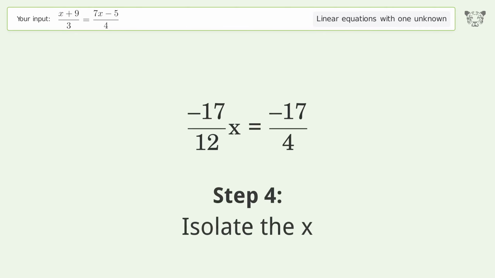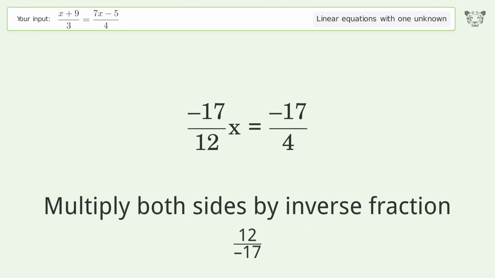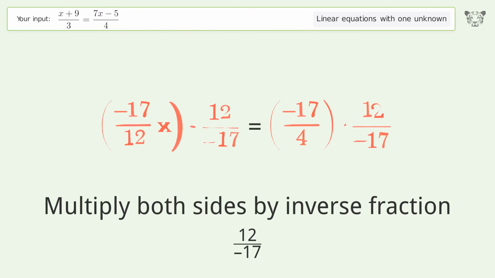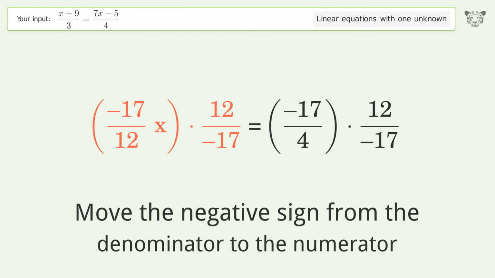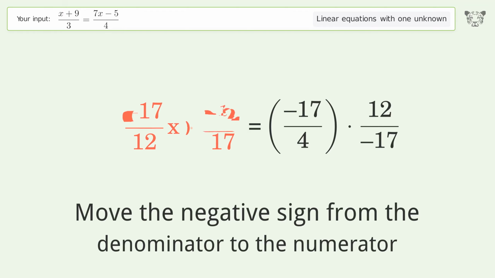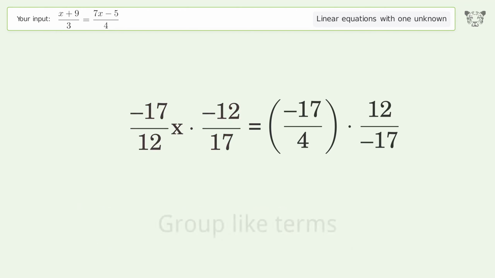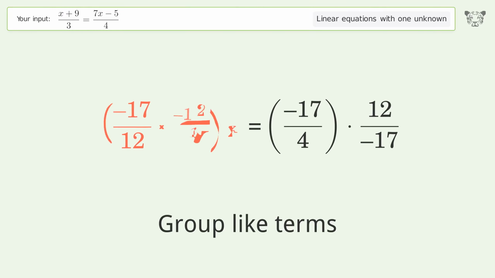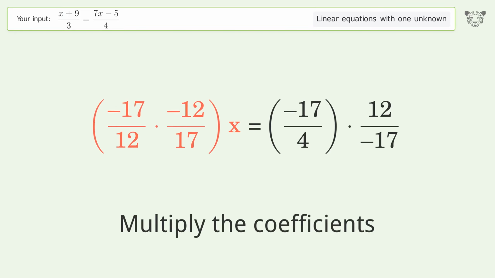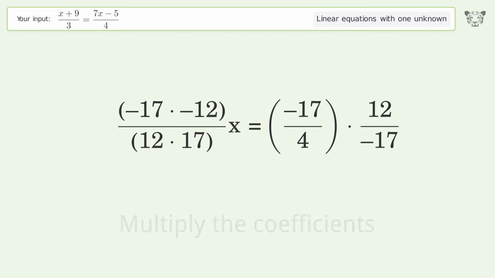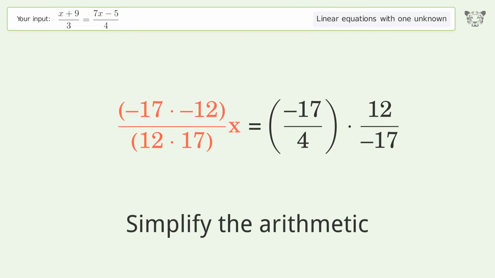Isolate the x. Multiply both sides by inverse fraction 12 over negative 17. Move the negative sign from the denominator to the numerator. Group like terms. Multiply the coefficients. Simplify the arithmetic.